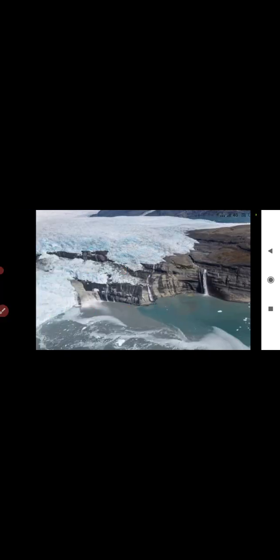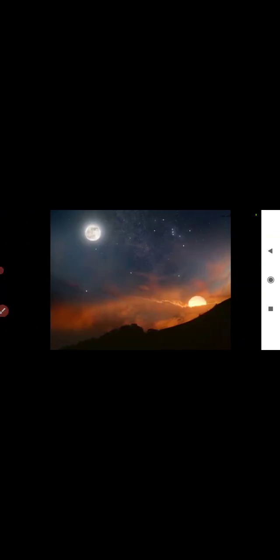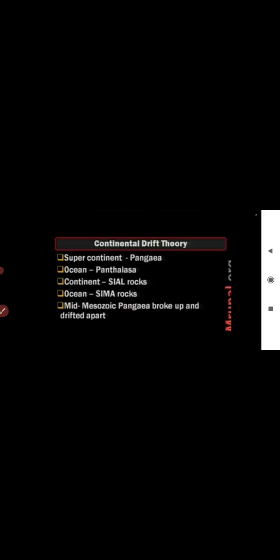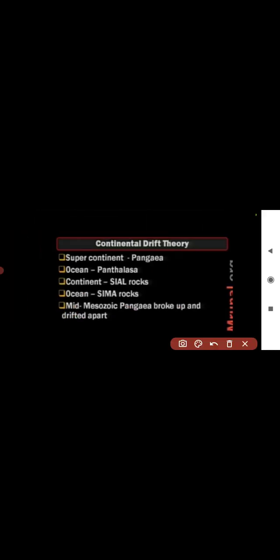So now, what is continental drift theory? I gave you the idea that continental drift theory was given by Alfred Wegener. So what did continental drift theory actually tell us? It gave an idea about a supercontinent, by the four evidences given by Alfred Wegener, and this supercontinent was known as Pangaea.